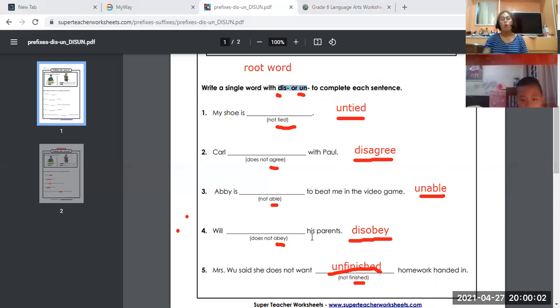Okay. So what we had here is only prefix. Tomorrow we will continue the reading and discuss suffix. We will have an activity about suffix. I will send it on Zalo.